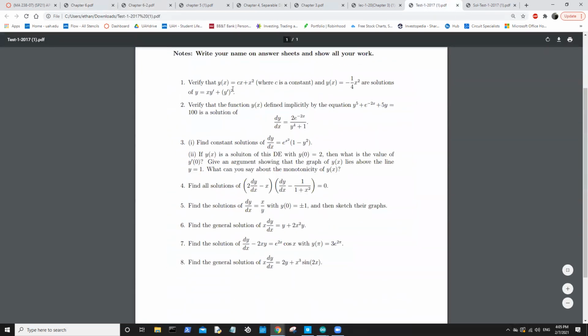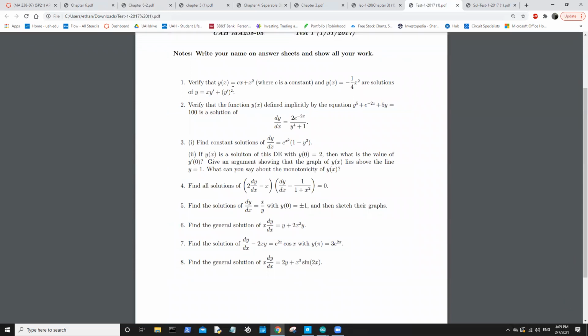So starting with number 1. Verify that y of x is equal to cx plus x squared, where c is a constant, and y of x is equal to -1/4 x squared are solutions to the differential equation. Hopefully we get a lot of these on the test because these are relatively simple. We simply have to verify that they're solutions. There's a pretty easy way to do this.